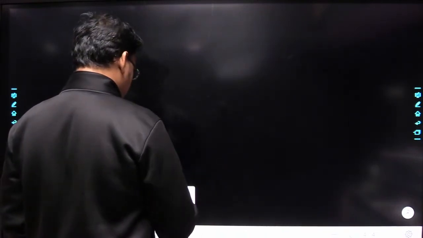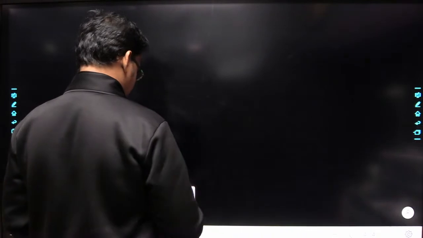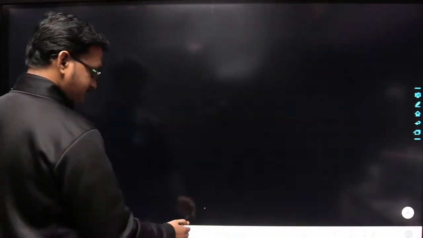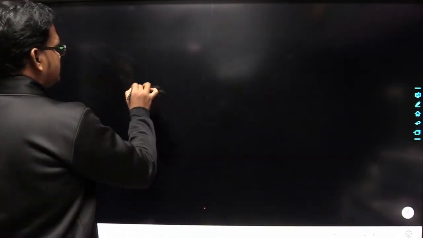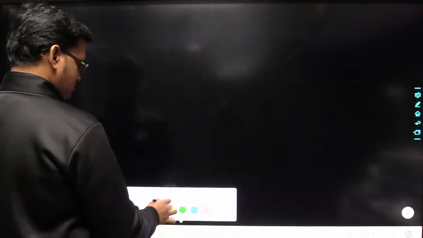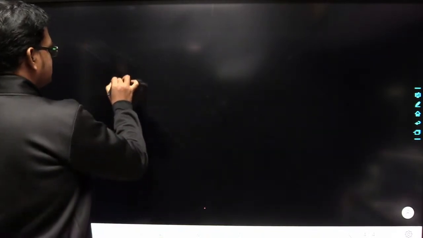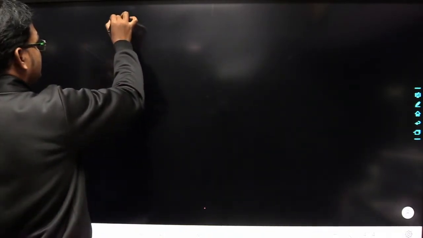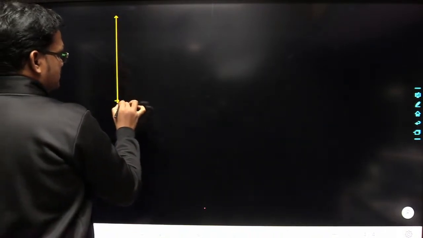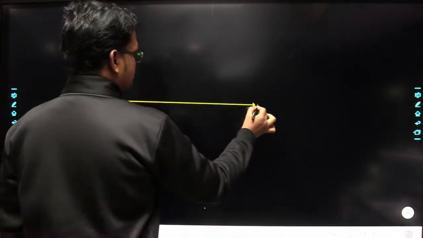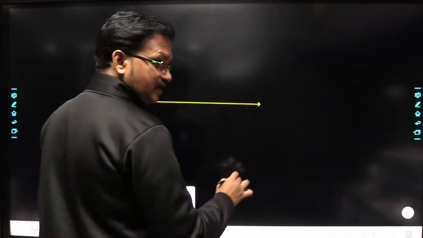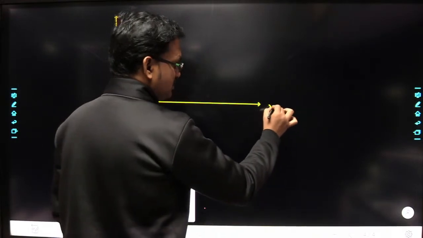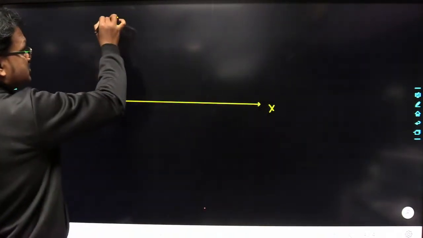So now we will see how it is going to change the direction of the moving charge. See here. So let us consider this as the y-axis and let us consider this as the x-axis.